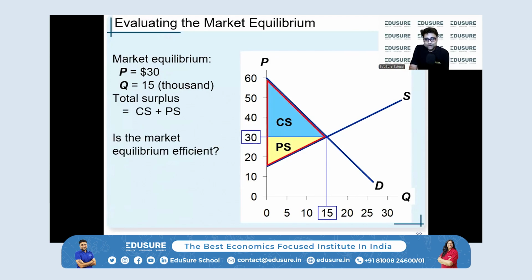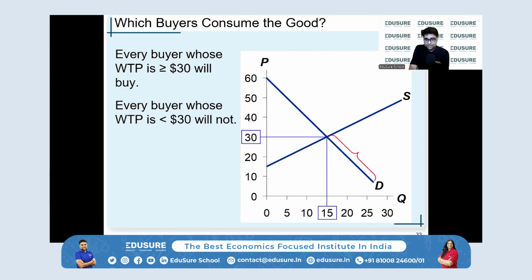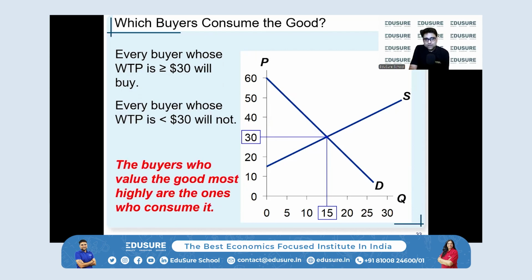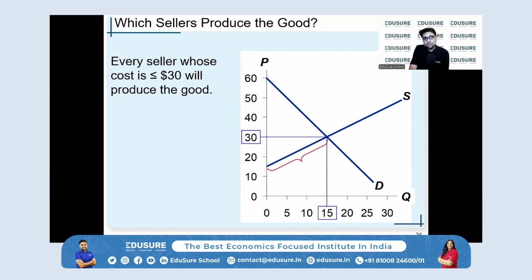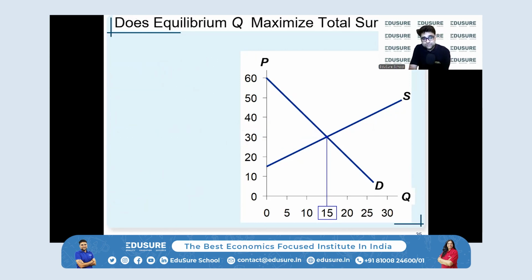So is the market equilibrium efficient then? Which buyers will consume the good? Those whose willingness to pay is greater than or equal to 30. Every buyer whose willingness to pay is less than 30 will not buy the good. The buyers who value the good the most highly are the ones who will consume it. What about the sellers? Anyone whose cost is greater than 30 will not sell in the market. The ones whose cost is less than or equal to 30 will sell in the market. The sellers with the lowest cost will be producing the good.